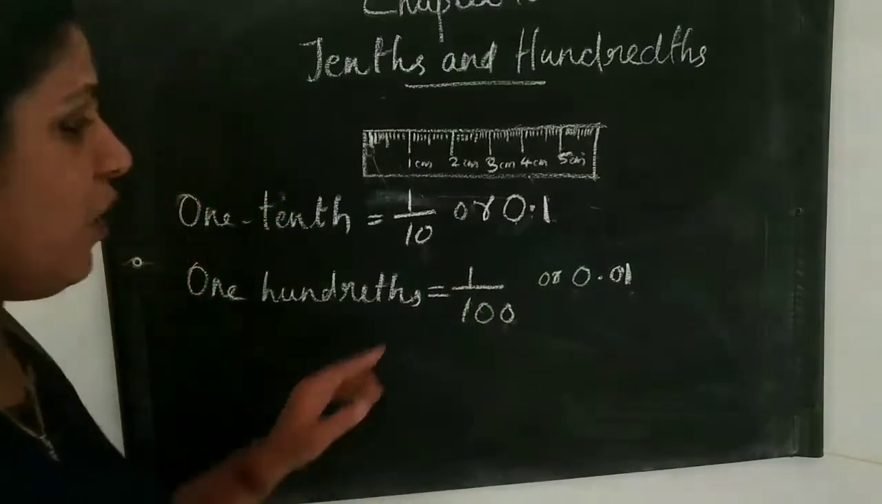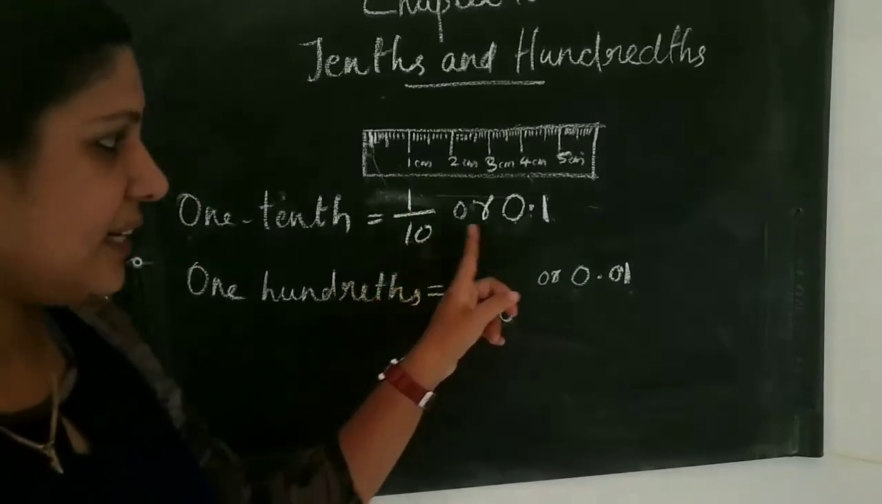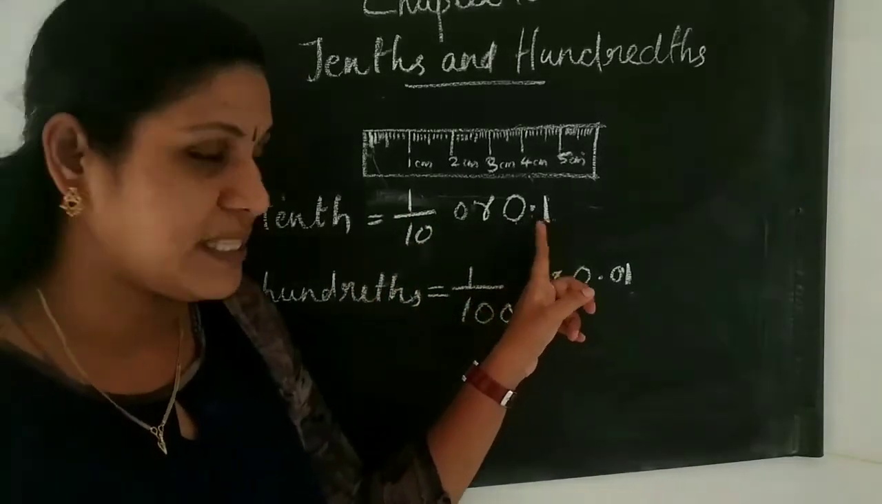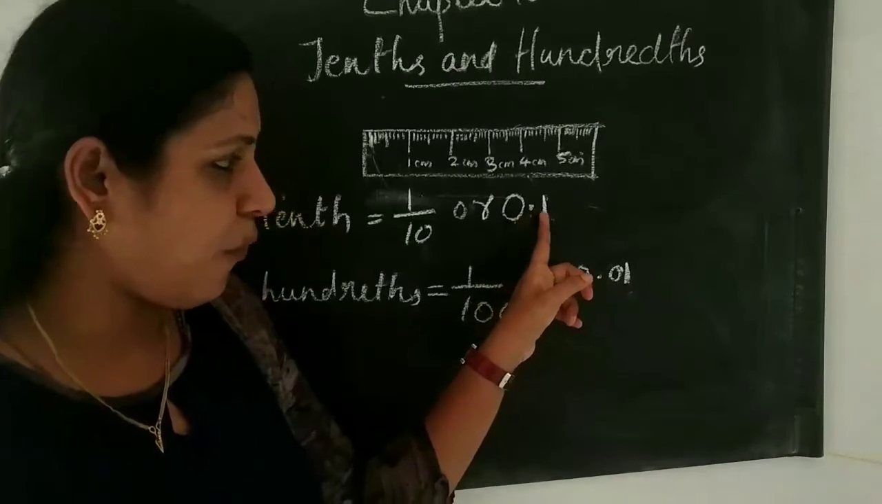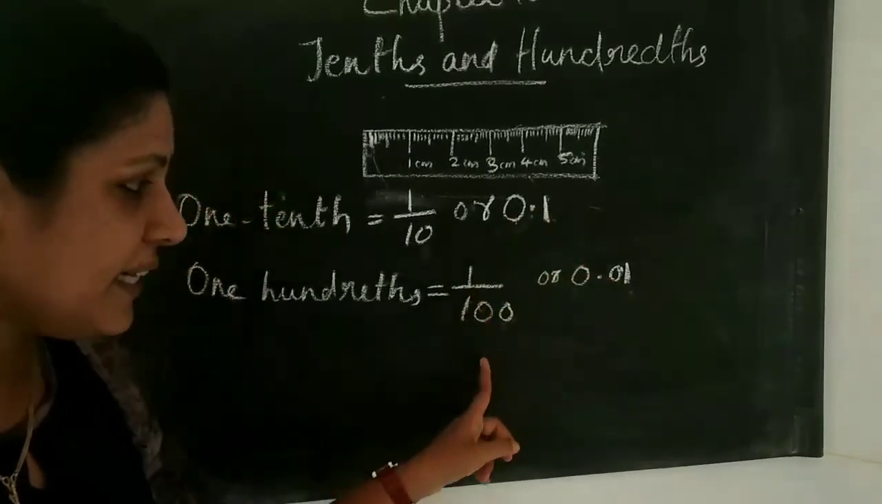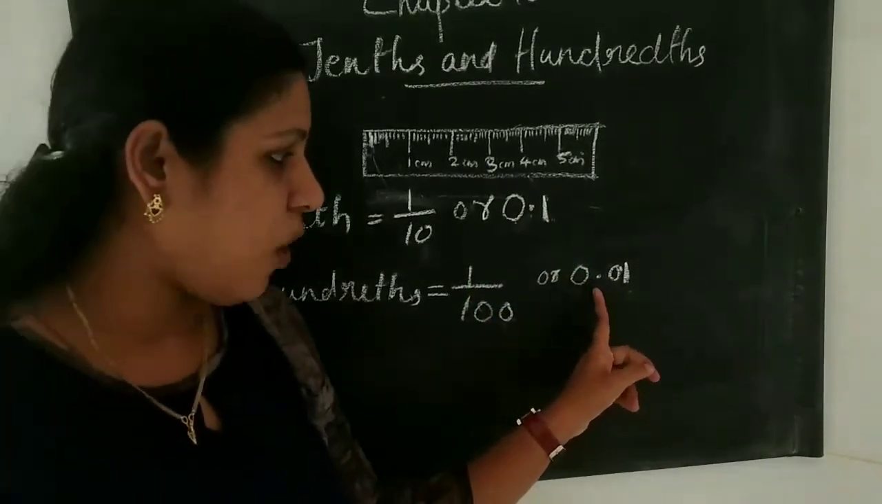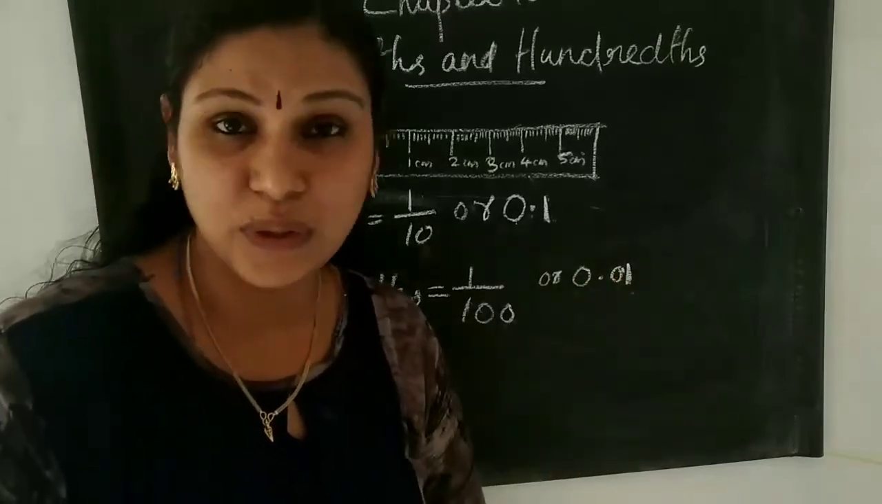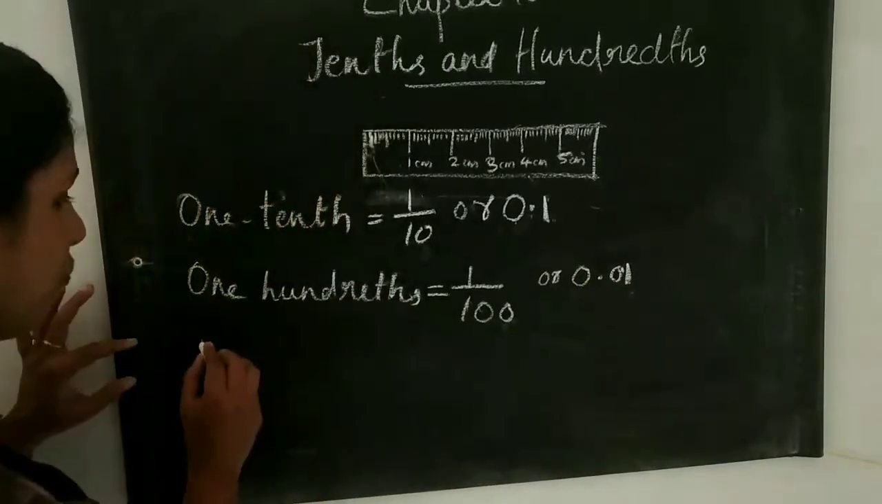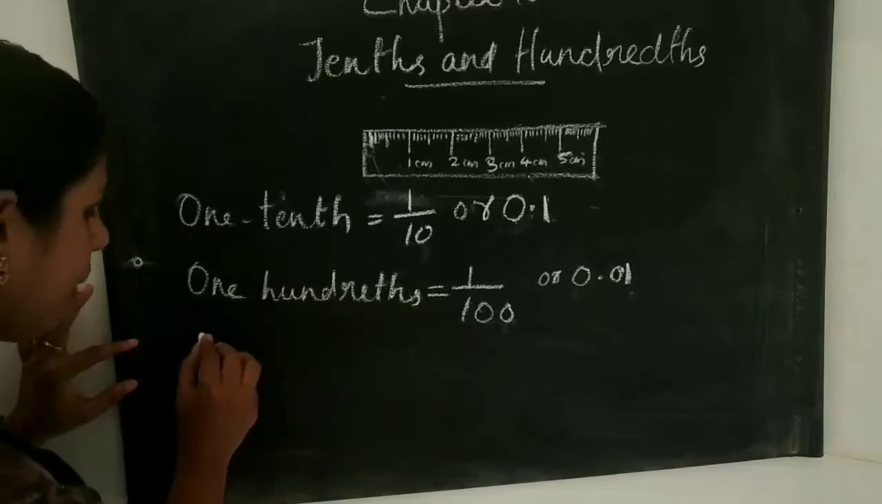1 by 10 we can write in decimal form as 0.1. 1 by 100 in decimal form is 0.01. Okay, now 1000.